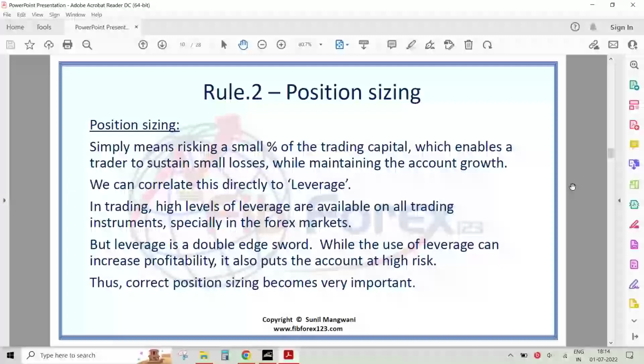Coming back to position sizing, this simply means risking a very small percentage of the trading capital, which enables the trader to sustain small losses while maintaining the account growth. Now, this can be correlated directly to leverage because, as I said, high levels of leverage are available in Forex, but leverage can be a double edged sword. So, while the use of leverage can increase profitability, it also puts the account at risk. So, your correct position sizing is very, very important. It's the difference between growing your account and blowing your account, is what I always put it as.